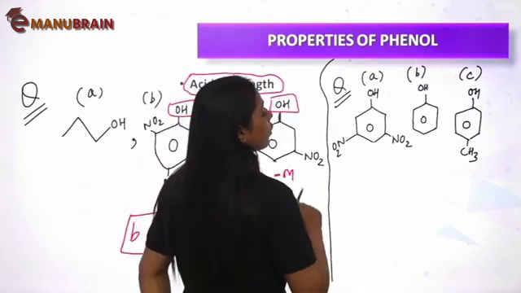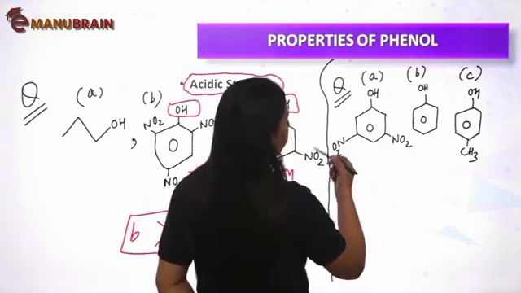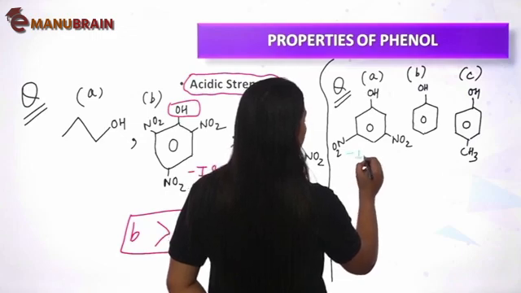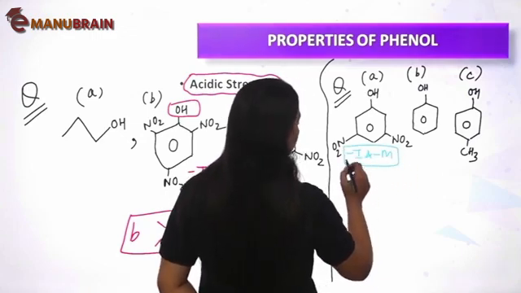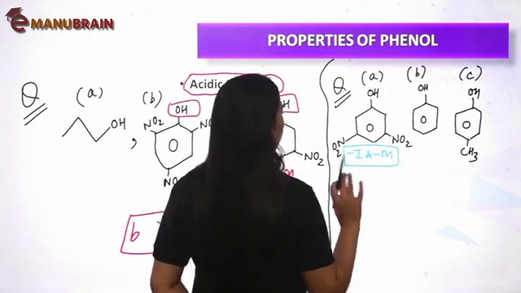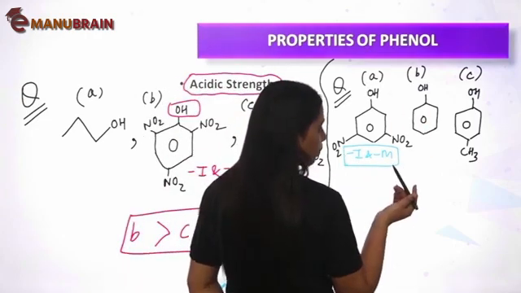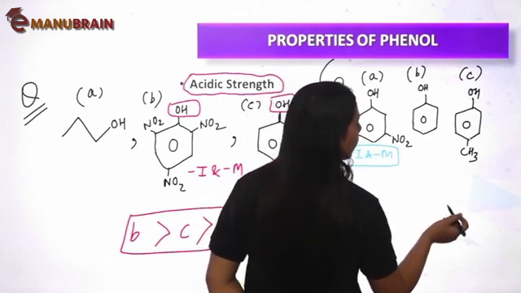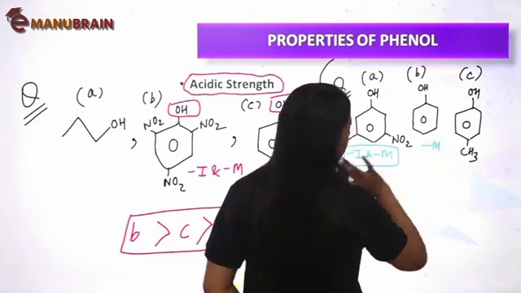So here obviously the most acidic will be this 3,5-dinitrophenol, because it will show you minus I and minus M both, right? And this is phenol. It will not show any effect because it has no group attached to it. So it will show its simple resonance effect, right? And here we'll write minus M effect is possible.